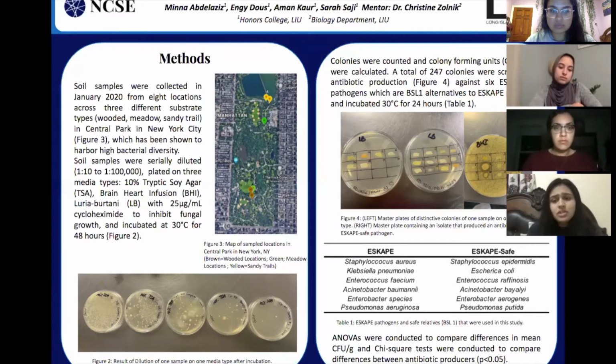After incubation, the colonies were counted and colony-forming units were calculated. After having calculated the colony-forming units, unique colonies were identified and further plated on master plates to make them more visibly comparable. Master plates were then incubated for an additional 24 hours at 30 degrees Celsius. And from the colonies that were incubated on the master plates, 247 colonies were screened for antibiotic production against ESKAPE pathogens to further determine the presence of antibiotic production through presence of inhibition zones.